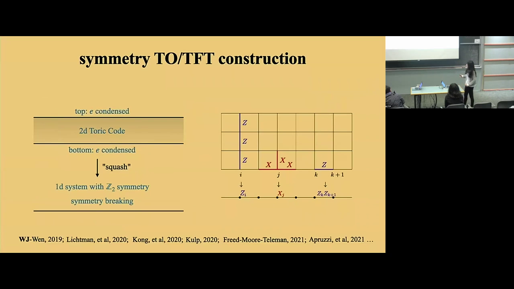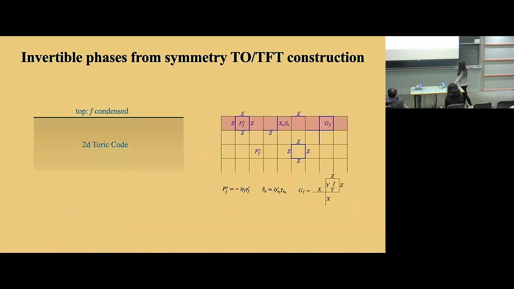And then, if you care about a particular 1D system with some phases, for example, you can send this block also to this E-condensed phase. Then you squash this, and through this operator mapping, you will figure out that we get a 1D system in the symmetry breaking phase. And then this construction also works for fermion condensed boundaries.